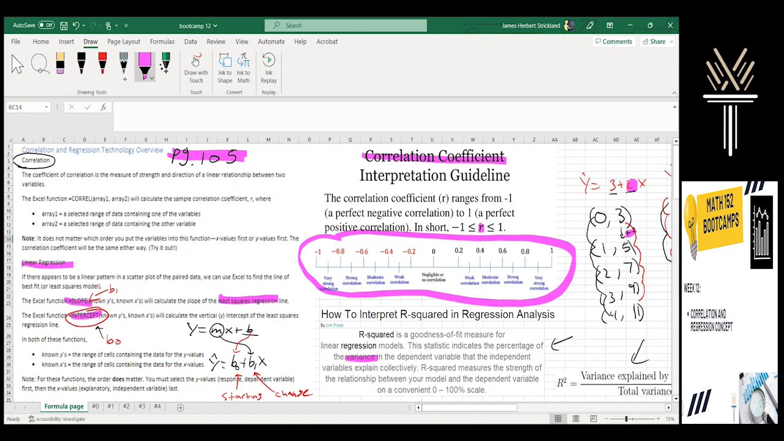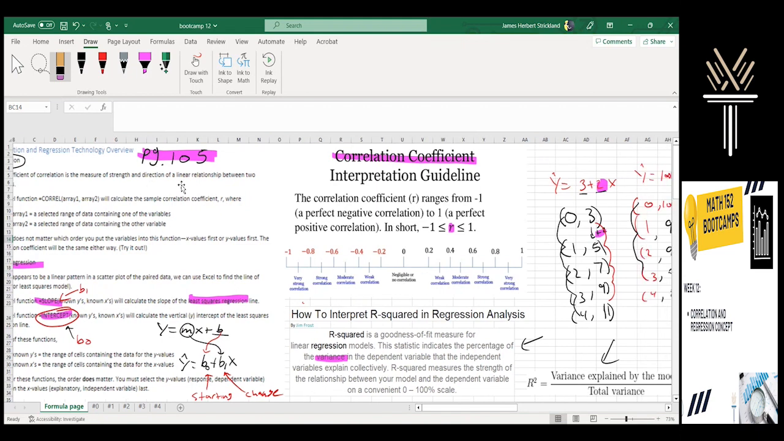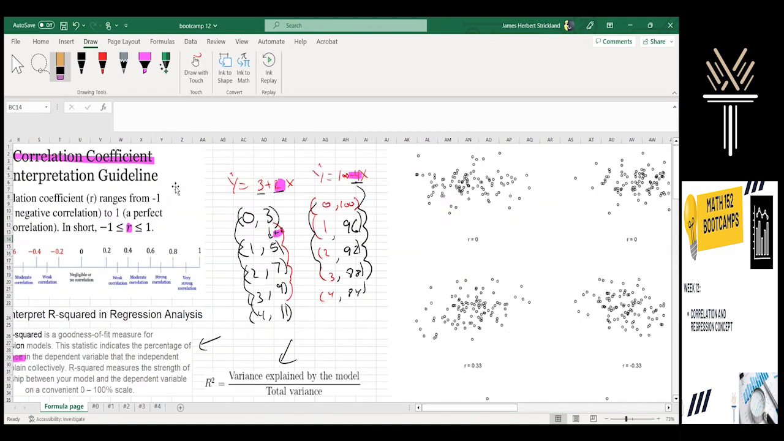And notice that we use the same words when we describe it, whether positive or negative. Weak, moderate, strong, very strong, whether you go negative or positive. And then, of course, no correlation when you're close to 0. So then why do we care about the pluses and minuses? Well, remember what I mentioned earlier. If it's a positive correlation, that means the data goes up to the right. And if it's a negative correlation, it goes down to the right.